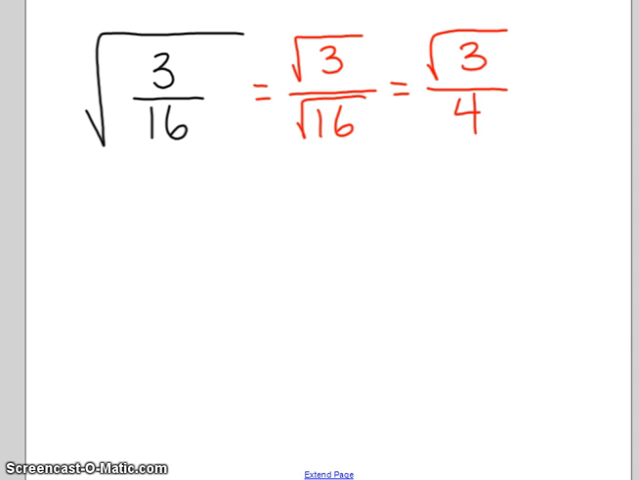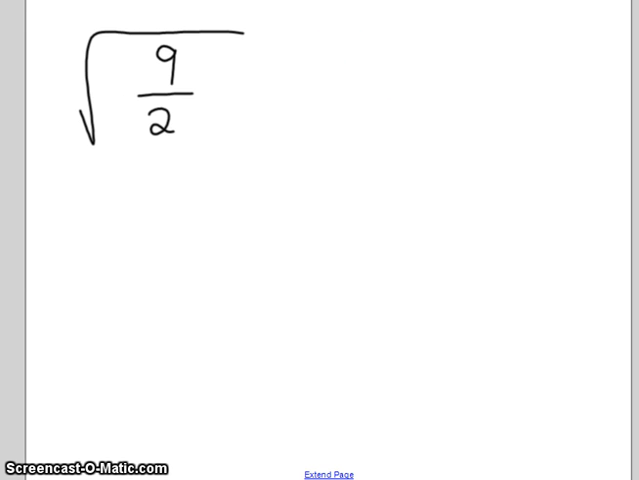The problem with division of square roots is when the denominator is still a square root. The numerator doesn't matter. If the numerator is still a square root, that's fine. But when the denominator is a square root, it's said to be improper. So let's look at an example of that. We have the square root of 9 over 2, which is the square root of 9 over the square root of 2. The square root of 9 we know is 3, so we have 3 over square root 2. Now mathematically this is improper.